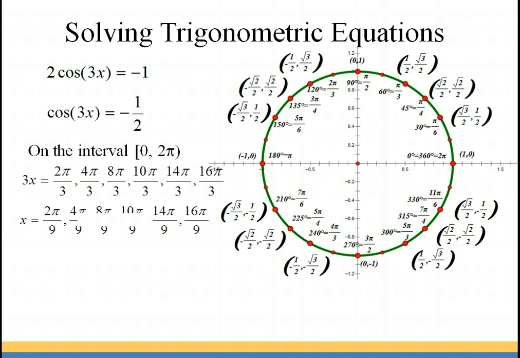Now to isolate x, I would divide both sides of the equation by 3, or multiply by 1/3. So we're getting angles of 2 pi over 9, 4 pi over 9, 8 pi over 9, and so on. So the 16 pi over 9 is still less than 2 pi. If I went one more angle, I'd be greater than 2 pi. So that's where I'm going to stop.